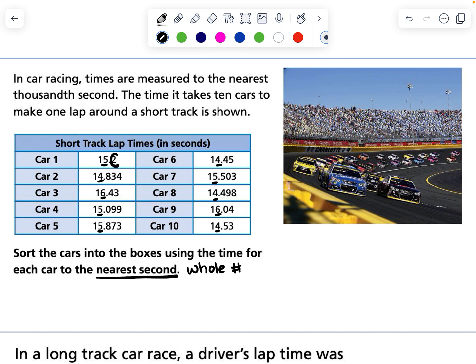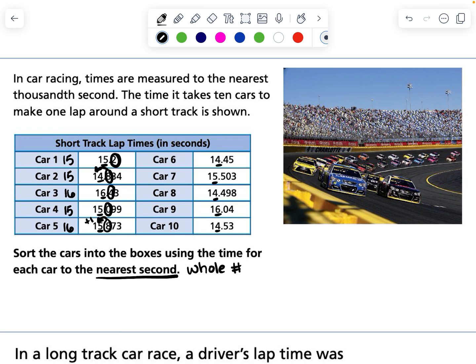The first one, I'm going to leave my digit 15. Since there's an 8 next door on car number 2, I'm going to add one more to my whole number. It also becomes 15. Car 3, there is a 4 in the tenths place. That car is going to remain at 16 seconds. 15, since the zero's behind, will stay the same for car number 4. The 8 determines that 15 needs to add one more. Car number 5 becomes 16.